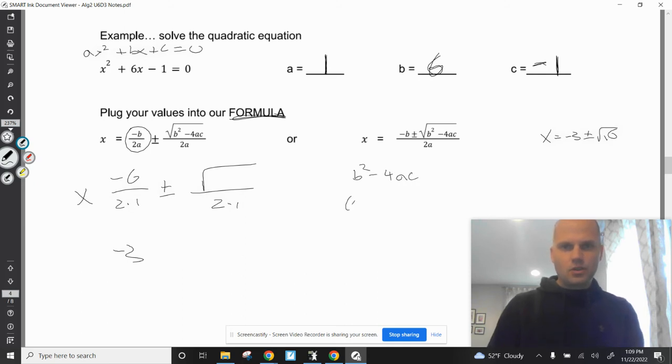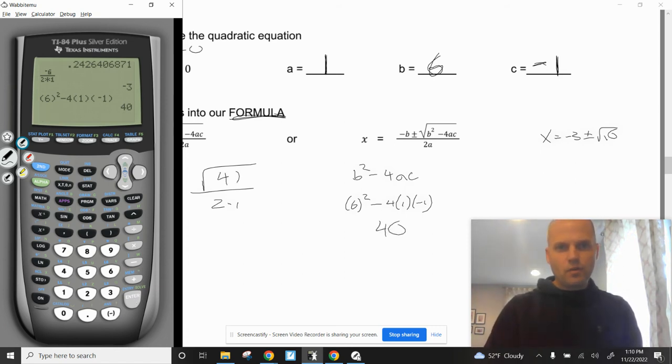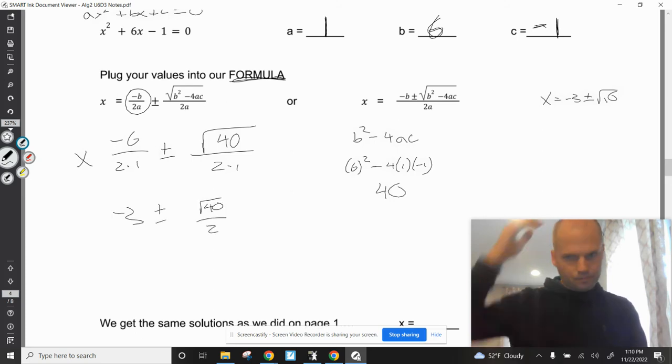Okay, I'm going to do this all at once, but I'm going to show you what I'm going to type into my calculator. 6 squared minus 4 times 1 times -1. Okay, in our calculator, using parentheses, 6 squared minus 4 times 1 times -1. Please use parentheses when you're squaring numbers. And I get 40. That means I have the square root of 40. Notice I did not use the square root yet. So I end up with 3 plus or minus the square root of 40 over 2.